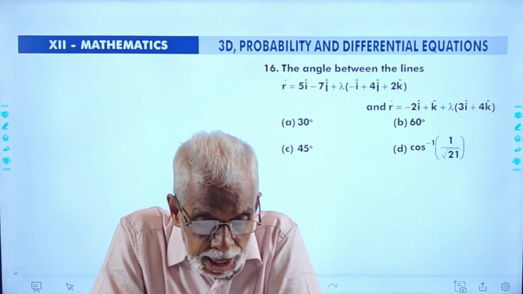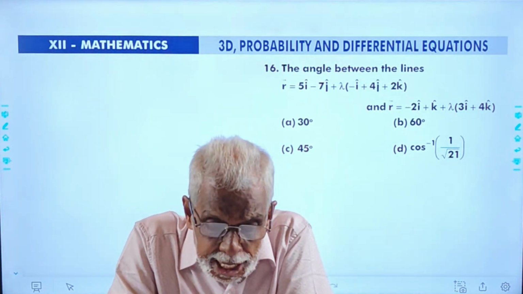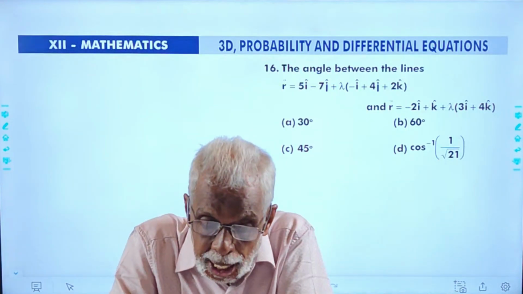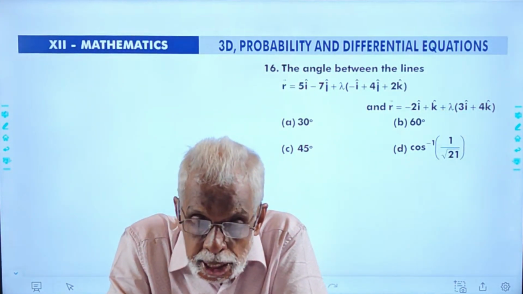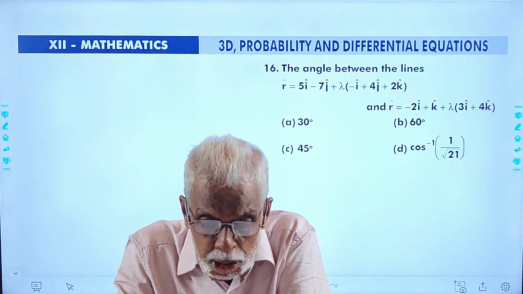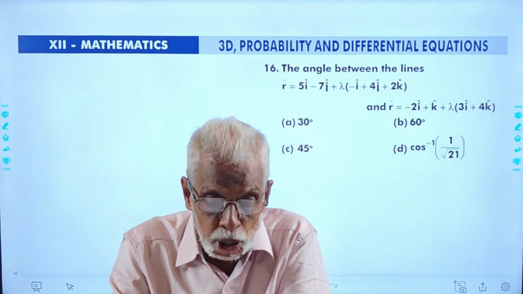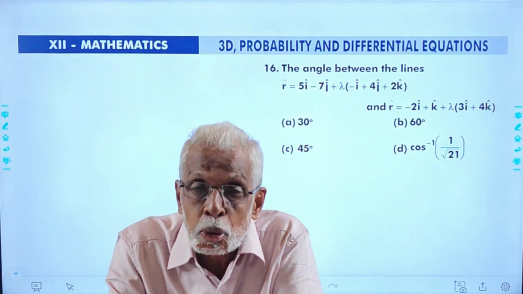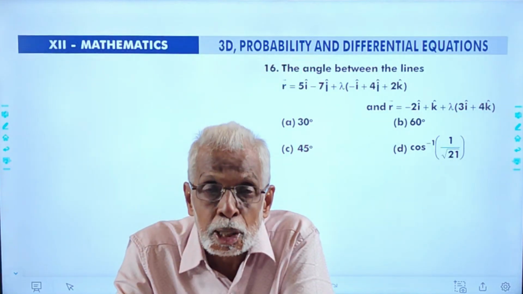60th question. The angle between the lines. You know the direction ratios of the first line is minus 1 is to 4 is to 2, and the direction ratios of the second line is 3 is to 0 is to 4. What is the condition for perpendicular to two lines? Sum of the product of the direction ratios is 0. Therefore, we get cos theta is 1 by root 21. Therefore, the angle is cos inverse 1 by root 21.